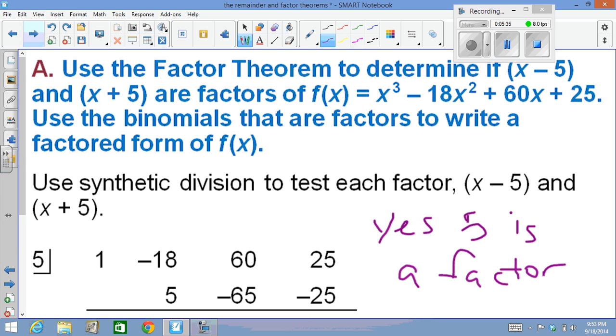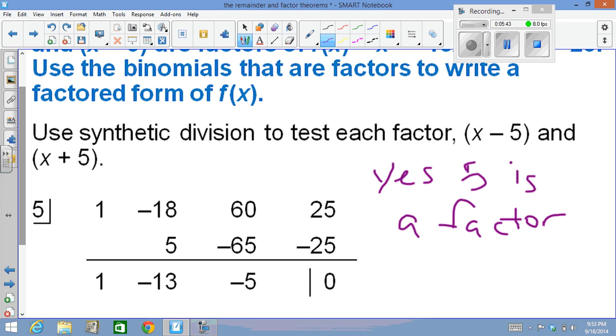So I'm going to use the coefficients of our polynomial, which are there. And I'm going to use the 5 in the box. And then I'm going to do synthetic substitution or synthetic division. And when I do that, I find out that my remainder is 0. So since my remainder is 0, that tells me that 5 is a factor, or actually x minus 5 is a factor. But then it also asks me, is x plus 5 a factor?